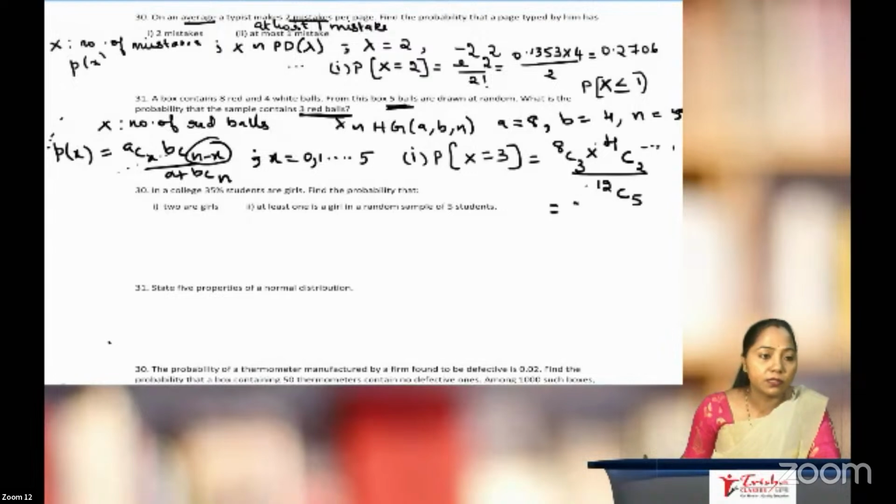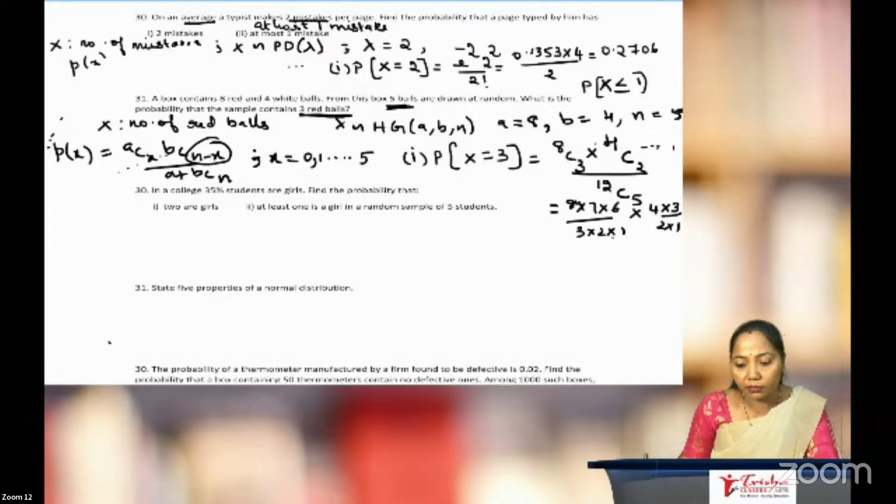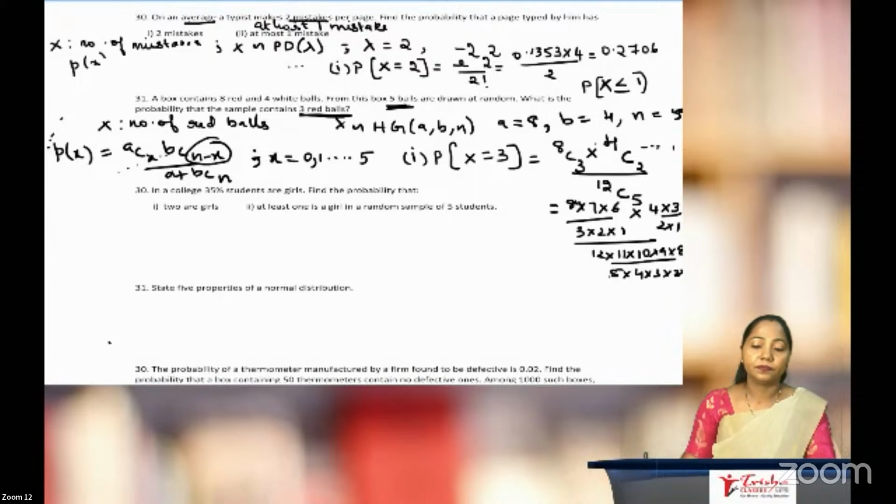8C3 will be 8 into 7 into 6 divided by 3 into 2 into 1, if you are using a normal calculator. 4C2 is 4 into 3 by 2 into 1. Divide by 12C5, which is 12 into 11 into 10 into 9 into 8 divided by 5 factorial, that is 5 into 4 into 3 into 2 into 1. So simplify and find the answer.